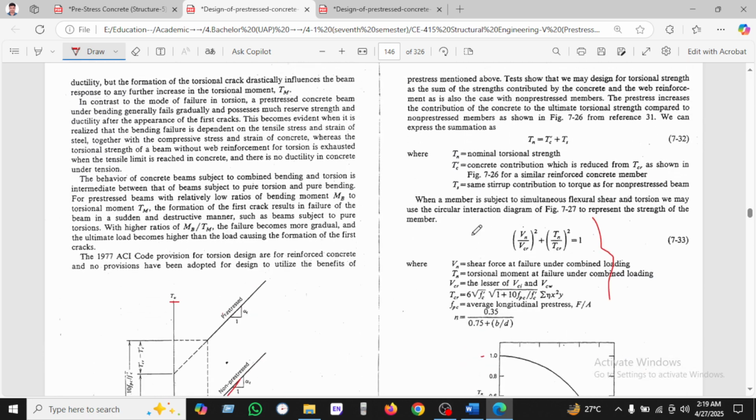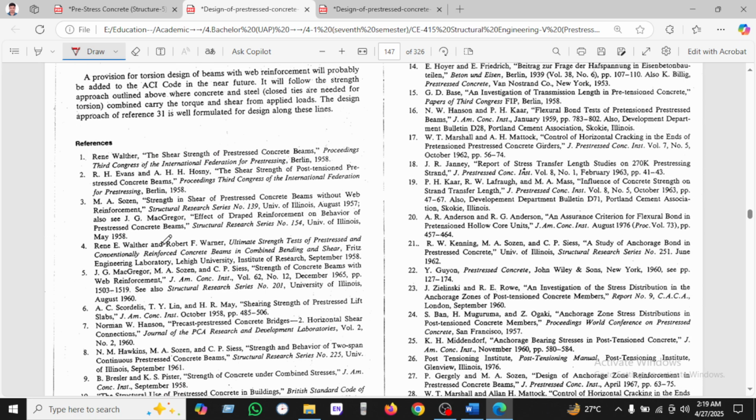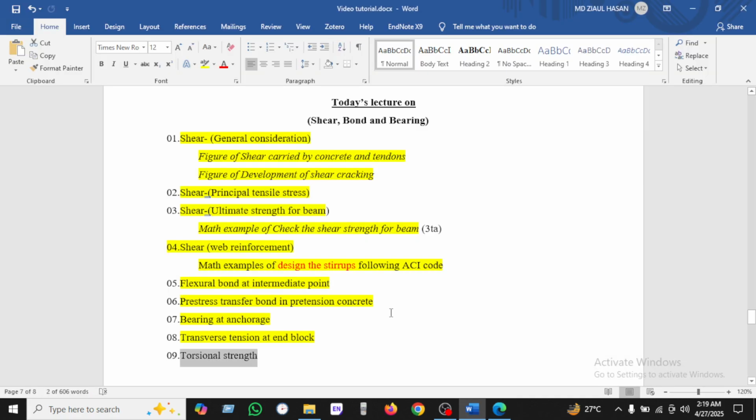What is the meaning of T? T is nothing but nominal torsion. Another T is the concrete combined, which is reduced, TCR, and Bn is the shear force failure under the combined, and BC is the lesser of BCR. Okay, I hope this lecture is in depth.